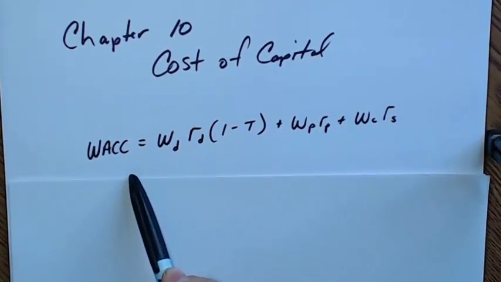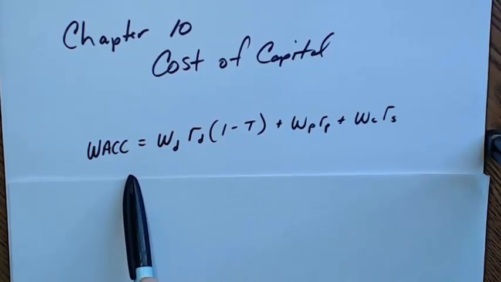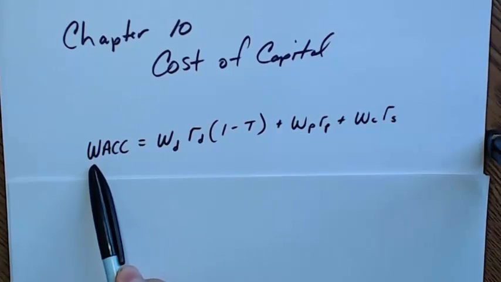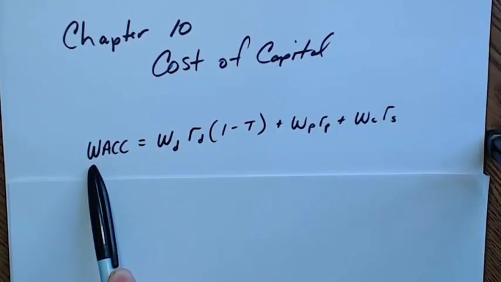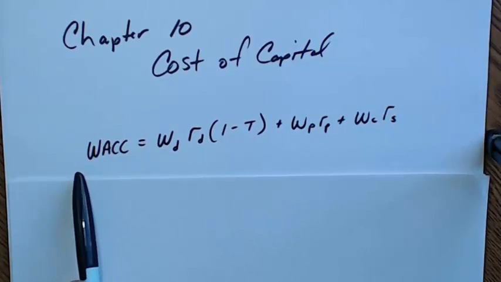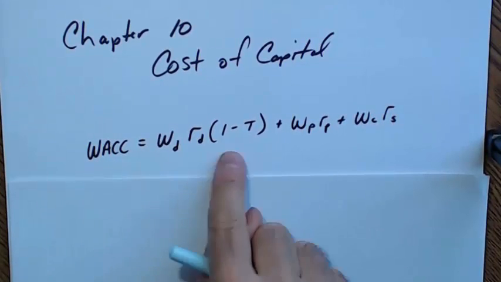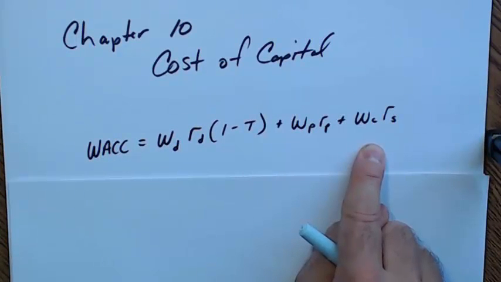I referred to this in the previous chapter when we talked about trying to value the firm using free cash flows, and I said the appropriate discount rate would be the weighted average cost of capital. And I said in that video, you'd have to wait and see. Chapter 10 is when we actually cover this in detail. So here we are, and the goal is to compute this weighted average cost of capital.